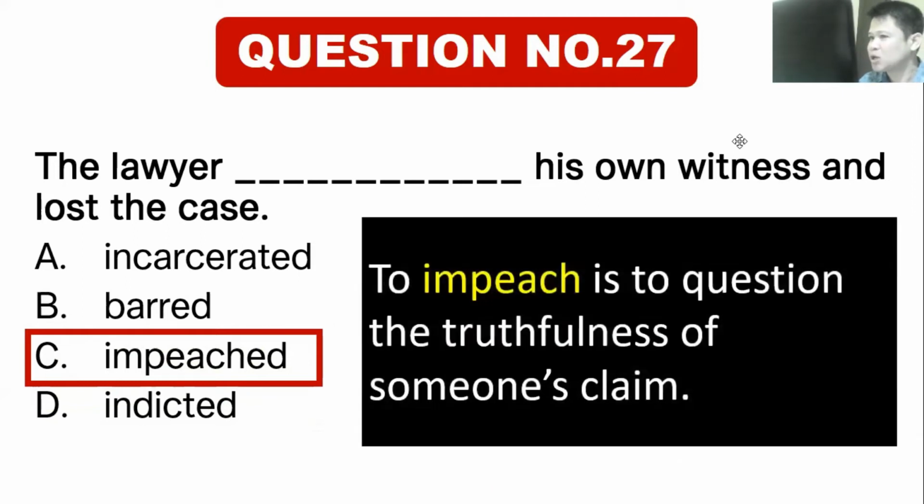To impeach is to question the truthfulness of someone's claim. In other words, the lawyer here questioned the credibility of his own witness. Thus, he lost his case. Well, you impeach your witness. The lawyer impeached his witness. So he questioned the truthfulness of the claim of the witness, of his own witness.